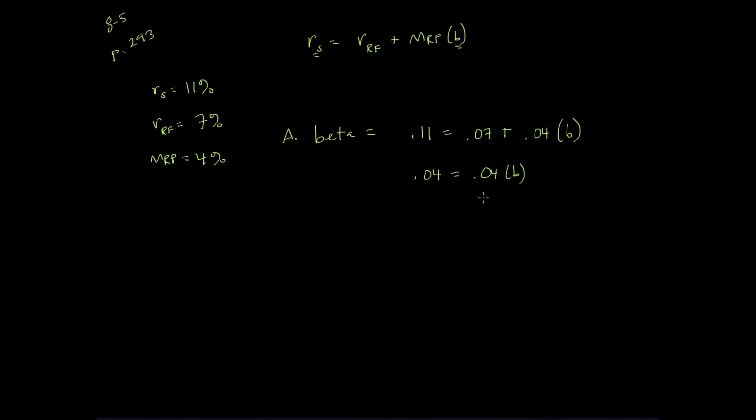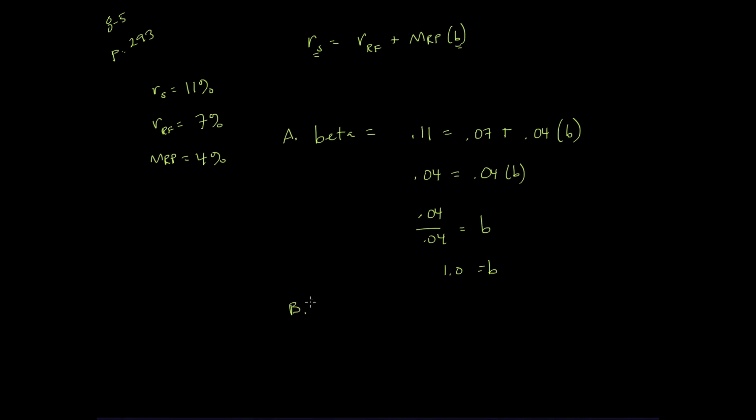My next step algebraically would be to divide both sides by 0.04. 0.04 divided by 0.04 is equal to beta. And we know from algebra that any number divided by itself is equal to 1. So beta is equal to 1, and that is the answer to part A.